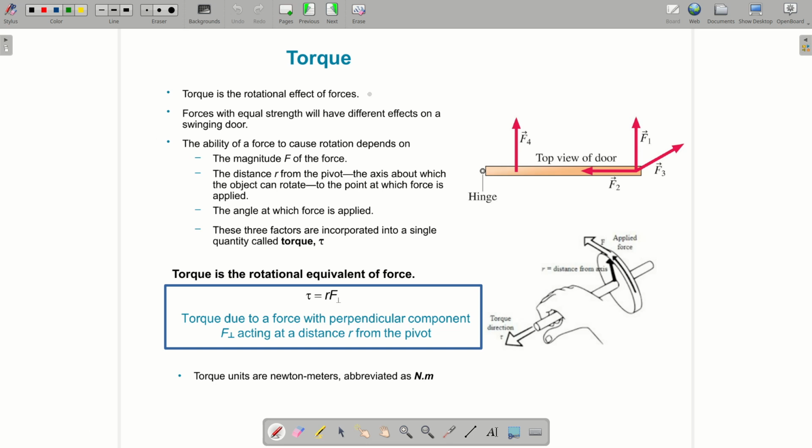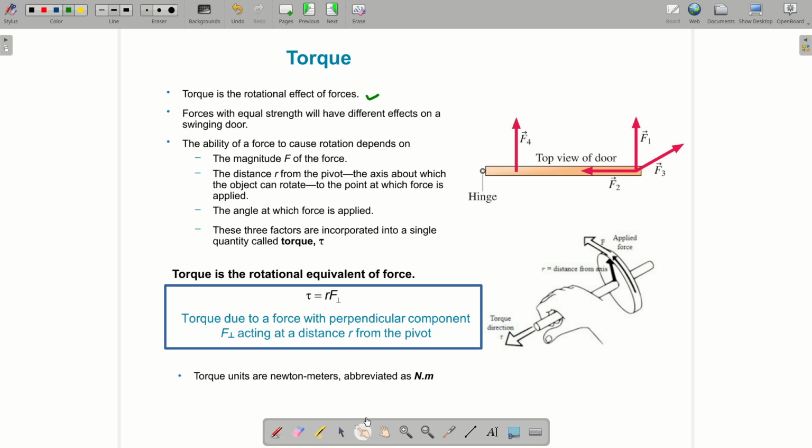Torque is simply defined as the rotational effect of forces. So if there's a force, we know that. A force may or may not be able to rotate an object. If it's able to rotate an object, it has a torque.